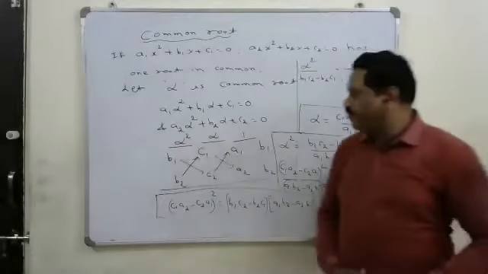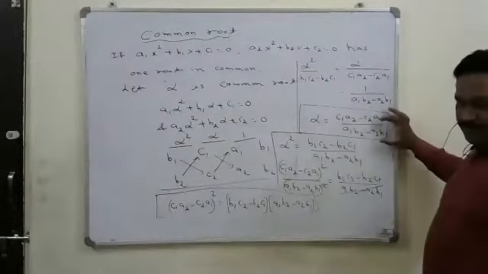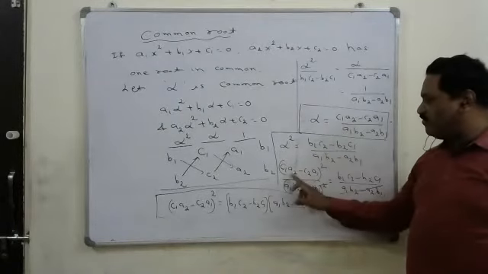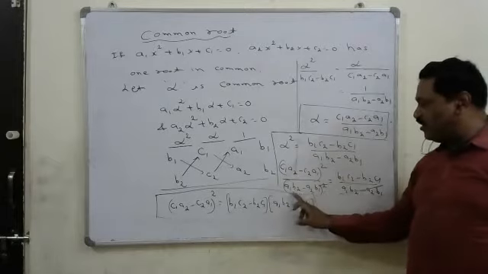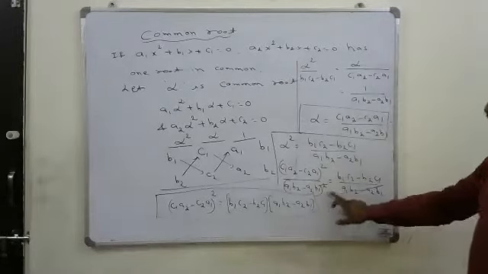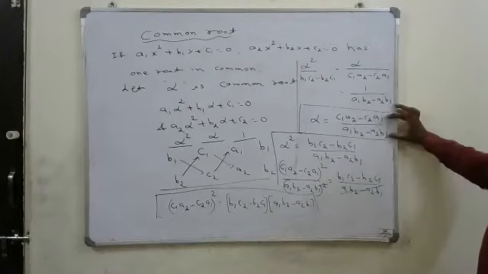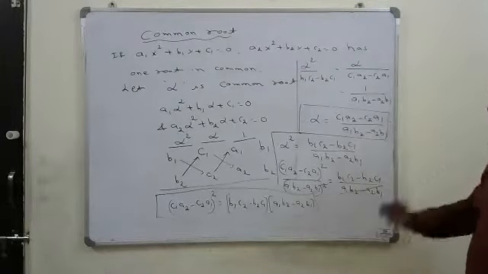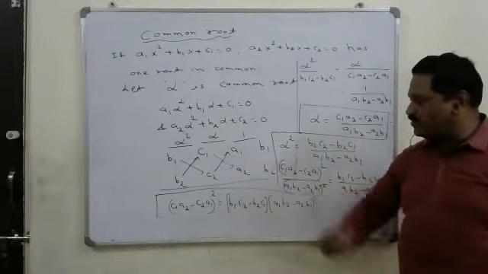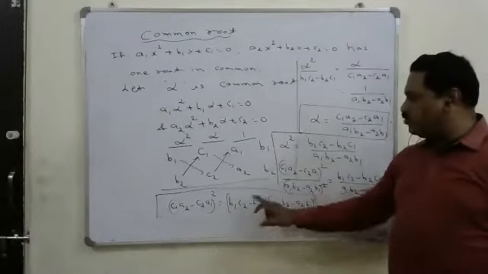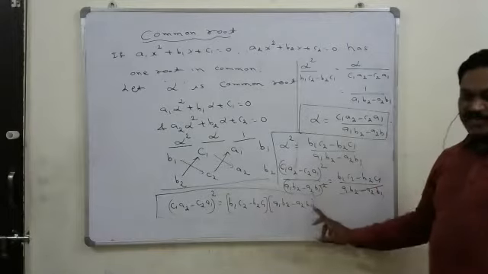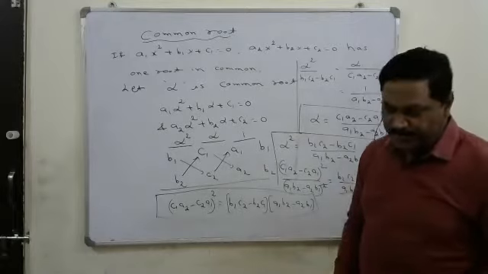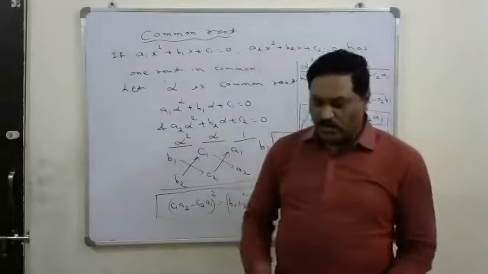Now look at this. This is the value of alpha. We'll substitute that alpha value here. Then we get alpha square, which is C1A2 minus C2A1 whole square upon A1B2 minus A2B1 whole square, is equal to this much on the RHS. Now one term is getting cancelled. Then do the cross multiplication. Then C1A2 minus C2A1 whole square is equal to B1C2 minus B2C1 into A1B2 minus A2B1. This is the condition for having a common root. So just write on this point.